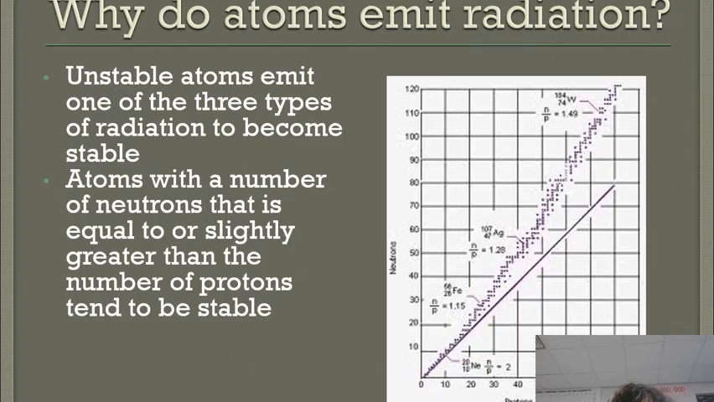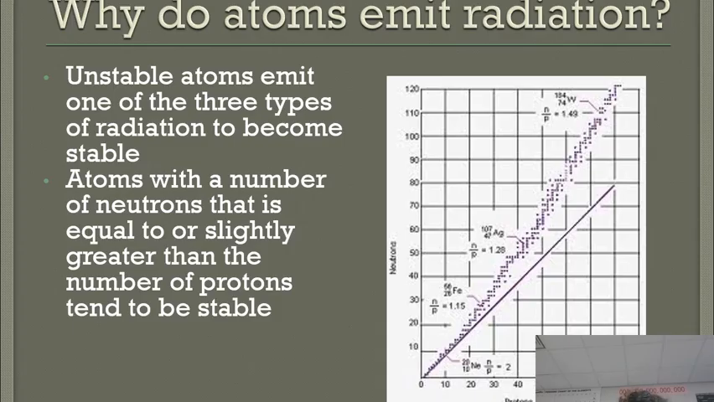The way you can determine if an atom is going to be unstable is by looking at the ratio of neutrons to protons. This graph to the right here is a graph of something called the band of stability.